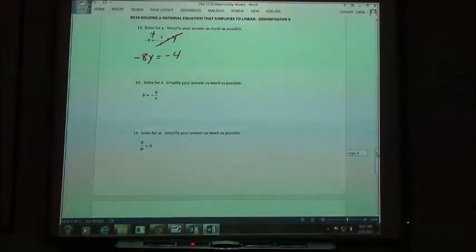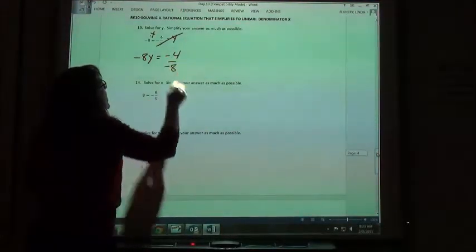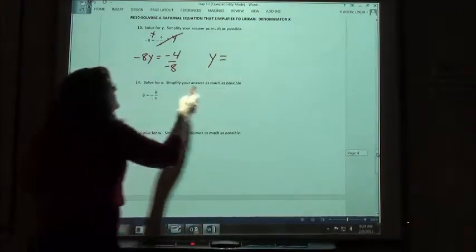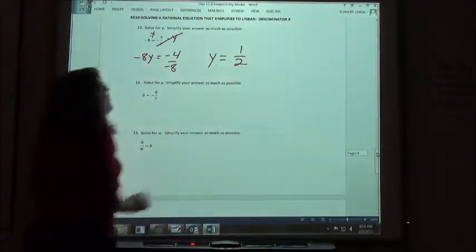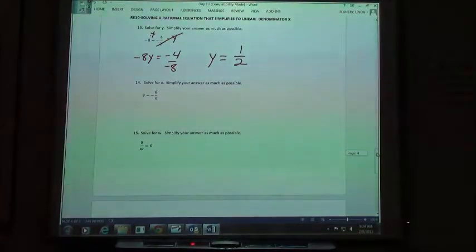Now I have something that hopefully looks really easy to solve. I'm just going to divide by that negative 8 and simplify my fraction. Since I had a negative over a negative, it's going to become positive, and 4/8 reduces down to 1/2, so positive 1/2 is my answer.